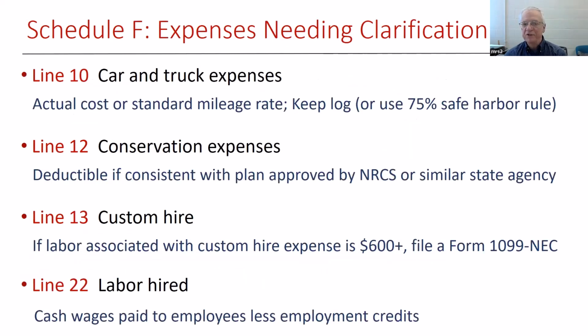There's some other expenses on that Schedule F that often need a little bit more clarification when we're dealing with folks. The first one is the car and truck expenses. So IRS allows you to deduct the actual cost associated with running your car or truck in your business or a standard mileage rate. The standard mileage rate in 2022 at the beginning of the year was 58.5 cents. At the end of the year, it was 62.5 cents. So we're currently at 62.5 cents per mile is the amount you can deduct if you choose to use a standard mileage rate as opposed to keeping track of your actual costs of running those car and trucks.